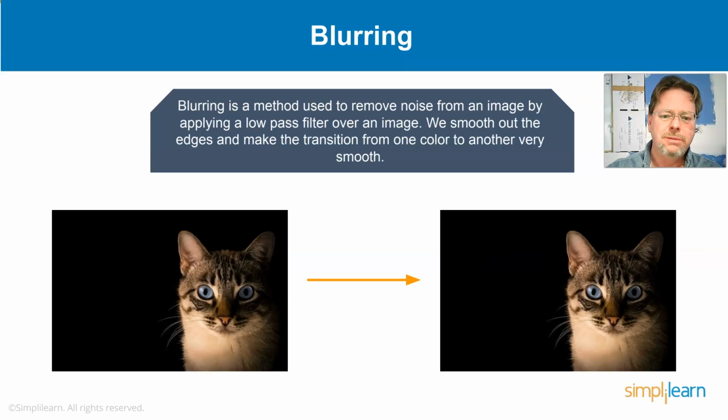We smooth out the edges and make the transition from one color to another very smooth. And you might not be able to see the difference in the cat video, but you start seeing smoothness and sharpness have always been a mainstay of editing images over the years. And so this is all built into OpenCV.